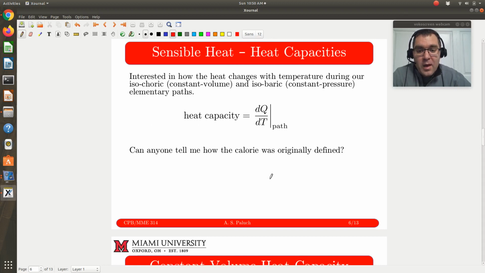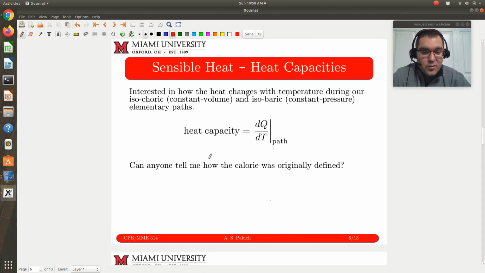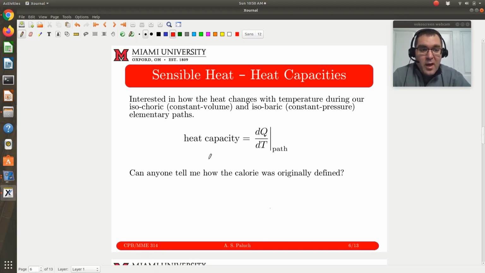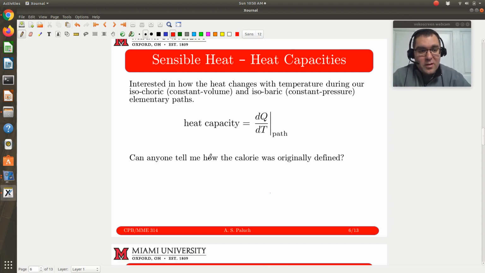And so there's a question here. Can anyone tell me how the calorie was originally defined? By definition, a calorie is the amount of heat required to increase the temperature of 1 cubic centimeter, or 1 milliliter, of water by 1 degree Celsius.